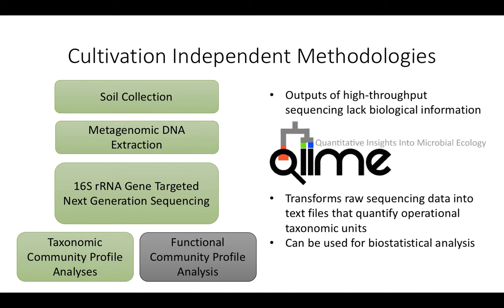Very much like Sanger sequencing, the outputs of high-throughput sequencing lack biological information, and this is where QIIME comes in. QIIME stands for Quantitative Insights Into Microbial Ecology, and it is a bioinformatics package that transforms raw sequencing data into text files that can quantify operational taxonomic units, or OTUs. These OTU tables can then be used for biostatistical analysis.